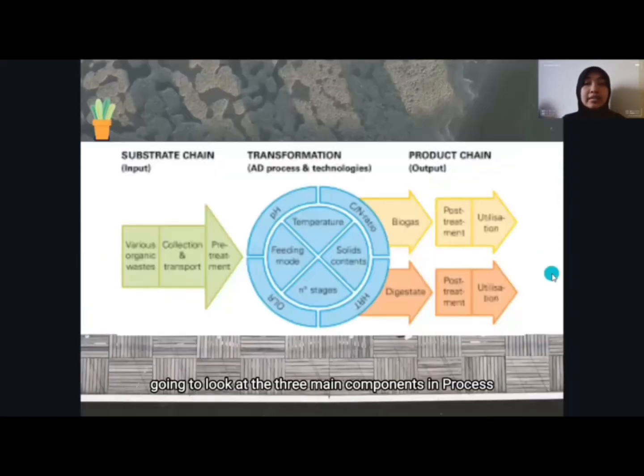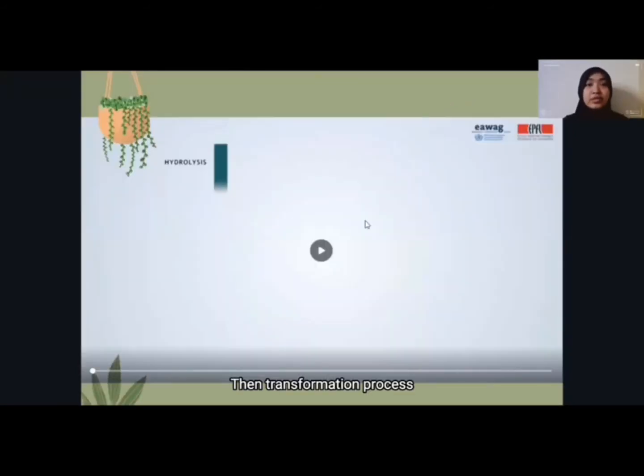Next, we are going to look at the three main components in the process chain of anaerobic digestion of bio-waste, which are substrate chain, transformation, and product chain. First, we have the substrate chain, which consists of waste generation, collection, transportation, and supply to the digestion facility and necessary pre-treatment of waste before feeding to the digester. Then, the transformation process, which has the biological and chemical transformation of feedstock in the digester, which leads to valuable products.